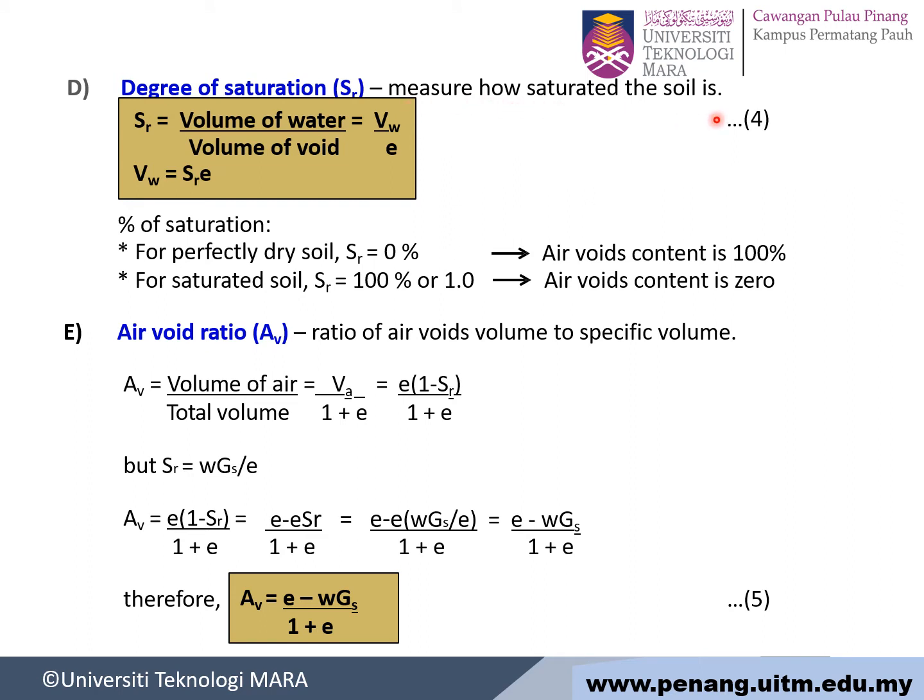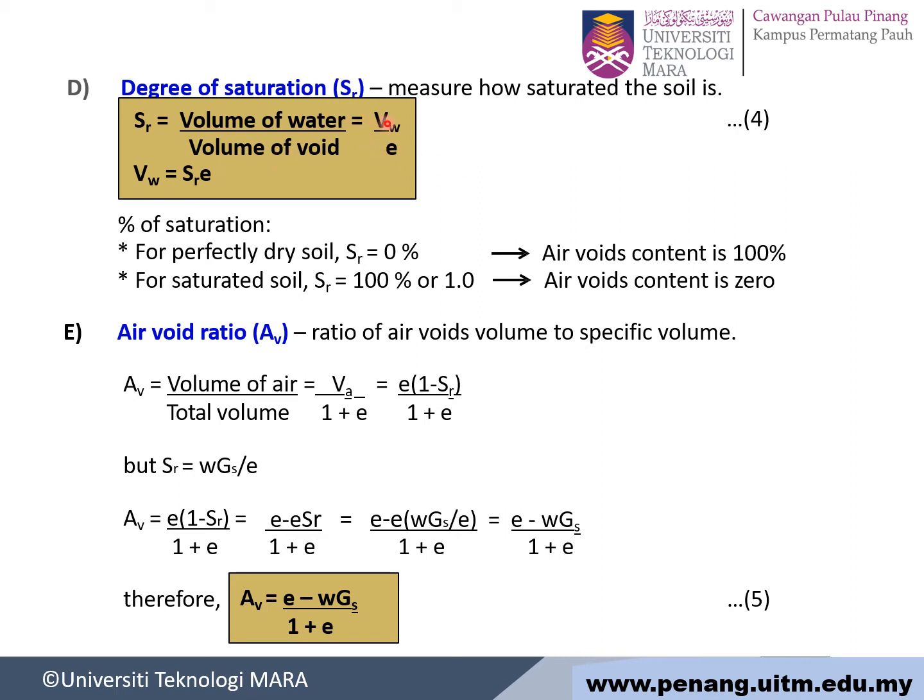Okay, now we go for the degree of saturation, SR. It measures how saturated the soil is. For the degree of saturation, we have perfectly dry soil, which is SR equal to 0%. And we also have the fully saturated, which is SR is 100% or 1. Okay, so how to determine the degree of saturation? Degree of saturation is equal to volume of water over volume of void. As you know, volume of void consists of volume of water plus volume of air, so it's equal to E.